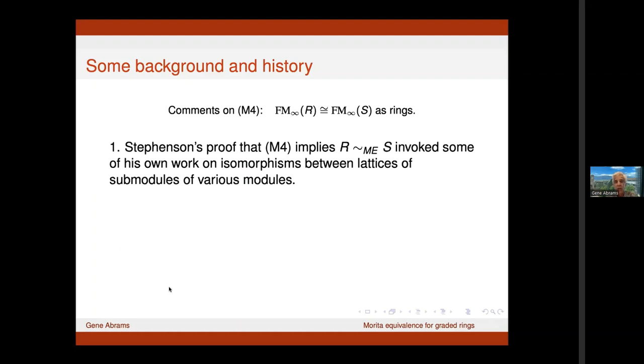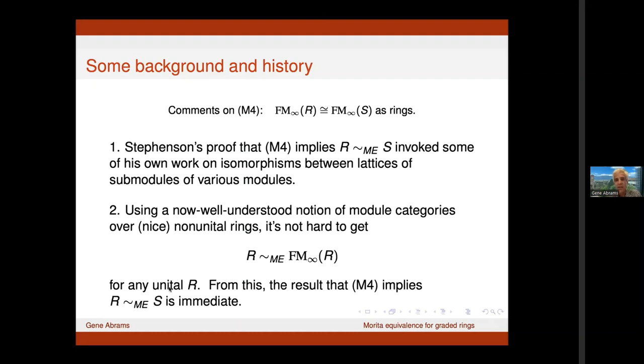Right, so here are a few comments on this fourth condition, this M4 condition. The proof that Stephenson gave in his thesis, that this condition M4, this isomorphism, implies that the rings R and S are Morita equivalent, used some tools that Stephenson built in his thesis about lattices of submodules of various modules over various rings. So he brought some new tools to the table in order to prove one direction of this result.